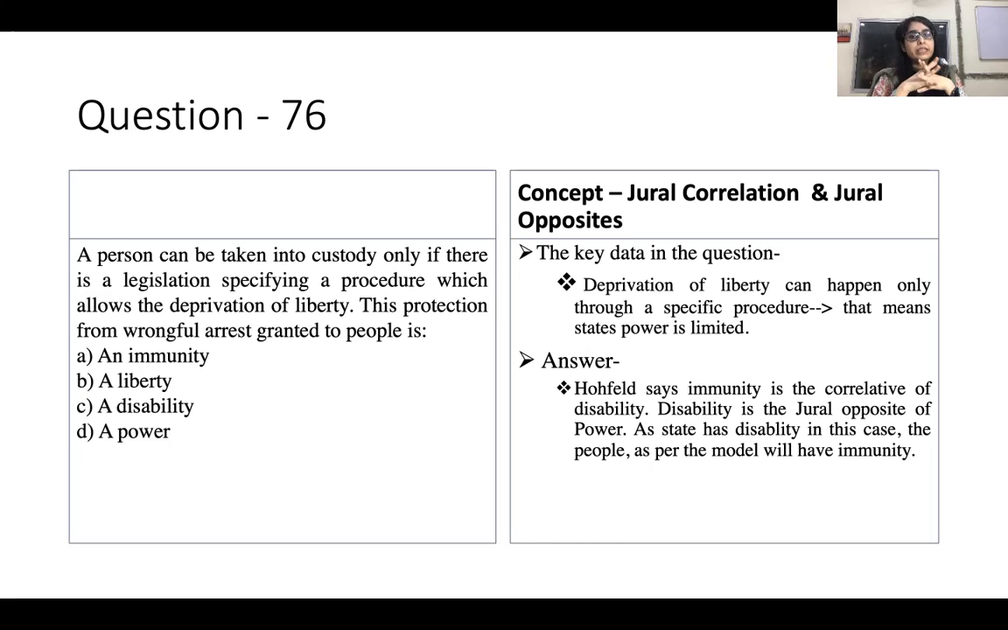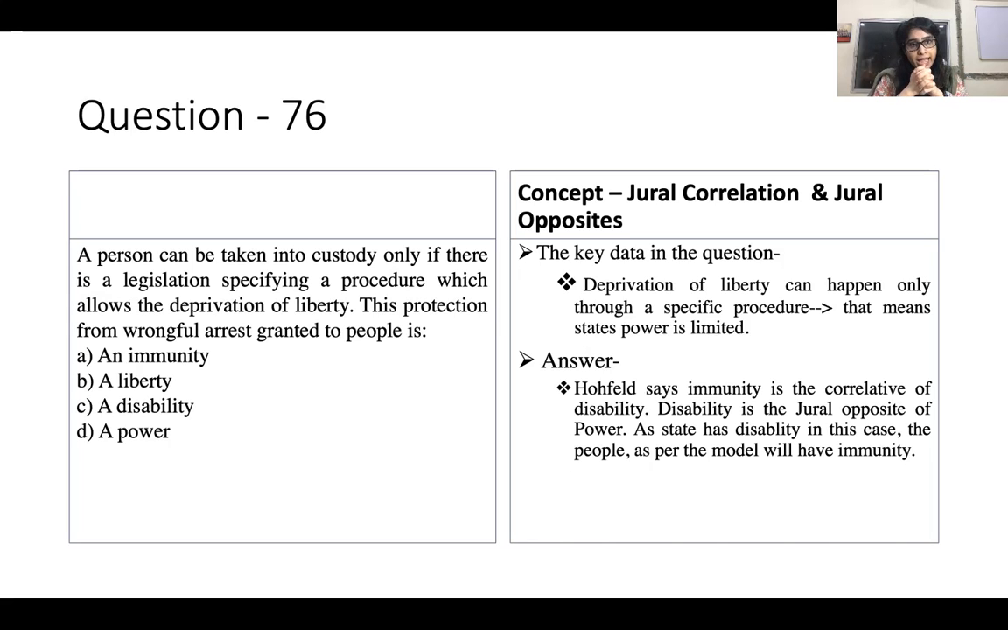Question 76. A person can be taken into custody only if there is a legislation specifying a procedure which allows the deprivation of liberty. This protection from wrongful arrest granted to people is, what is it? Immunity, liberty, disability, power. The answer is of course immunity. Now let's see what concepts are used here. The concept used here is jural correlation and jural opposites.